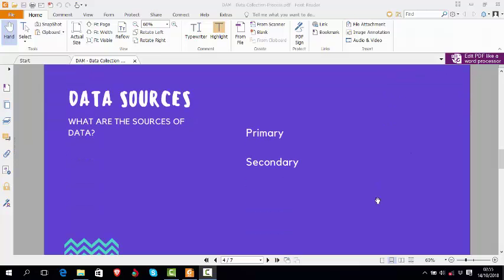Data sources. So what are the sources of data? We have primary data and we have secondary data. There is no tertiary data. Because whenever we see things like this, say, okay, primary, secondary, yeah, there should be tertiary data. So I'm sorry to disappoint you. There is no tertiary data. So we have primary data and secondary data.